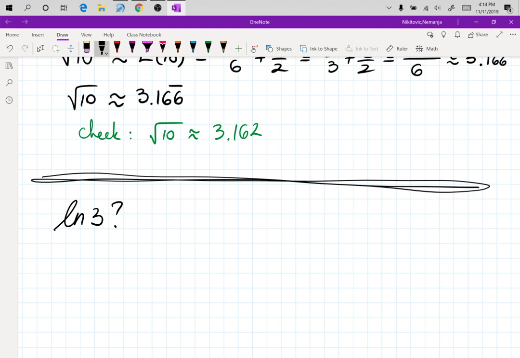Okay. What is the close value to 3 that works well with ln? ln of 4? Nope. Well, ln has to have some number in it. You have to compute it. So which value works well with ln to compute without a calculator?